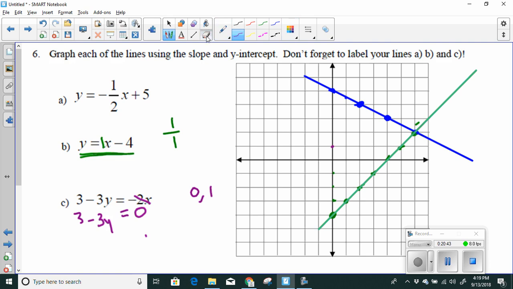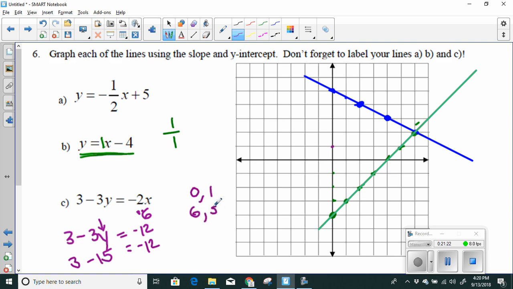1 should work. So 0, 1 is on this line. And then you could just keep testing values and see if you can find some other xy pairs that work. I'll try another one. If x is positive 6, I'd get negative 12 over here. So 3 minus 3 times something has to get us negative 12. I have a feeling the answer is going to be 5. 3 times 5 is 15, and 3 minus 15 is negative 12. So 6, 5 is also on this graph. This is a real hassle trying to do all this work, though.